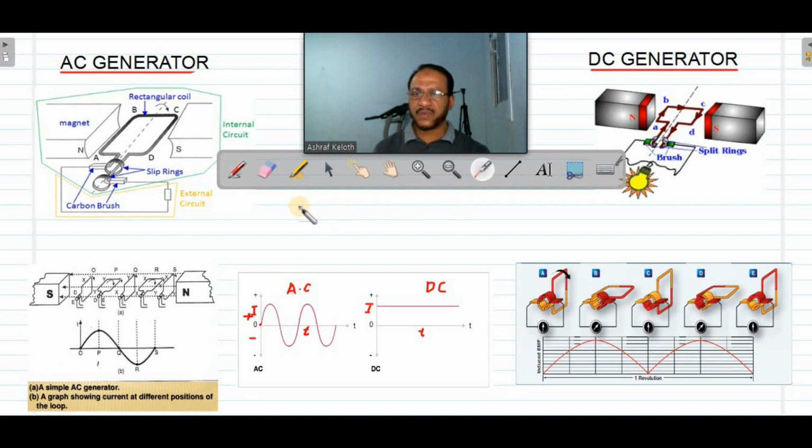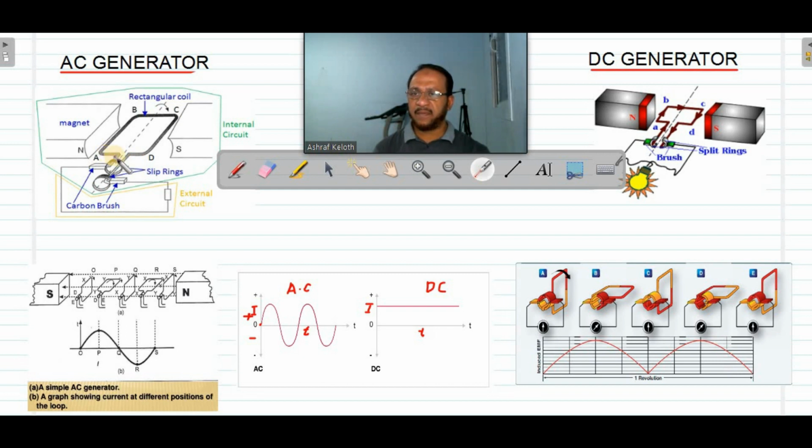Now listen here. The construction of a generator is just like the electric motor. The main part is a rectangular coil. ABCD is a rectangular coil of insulated copper wire.